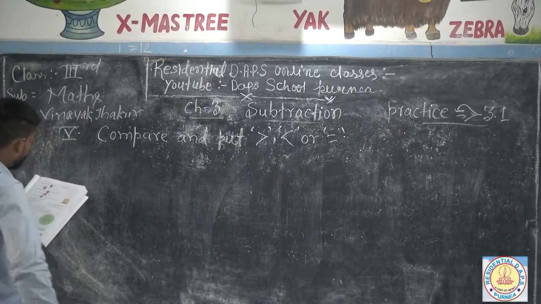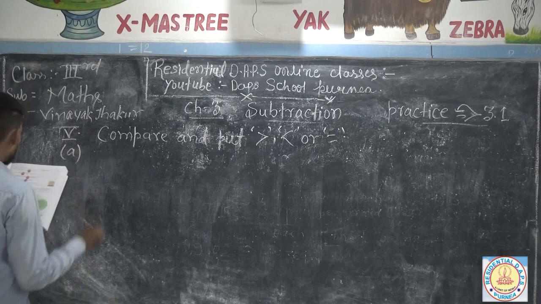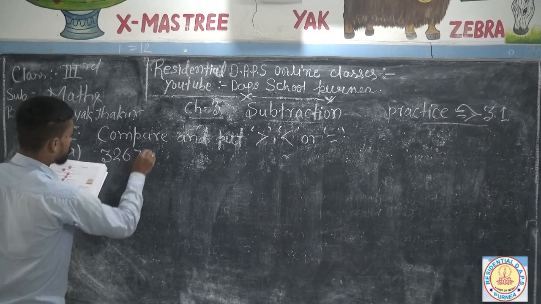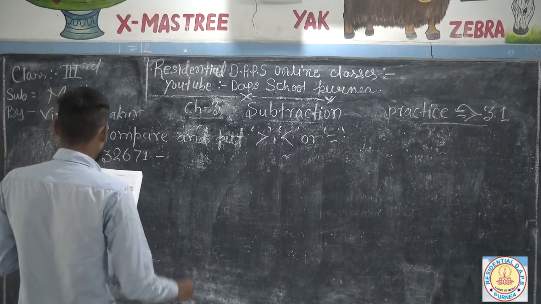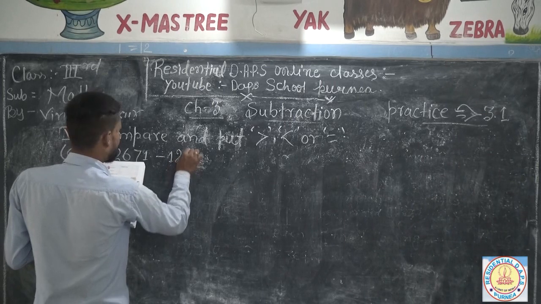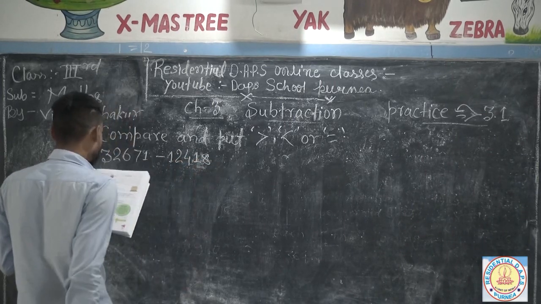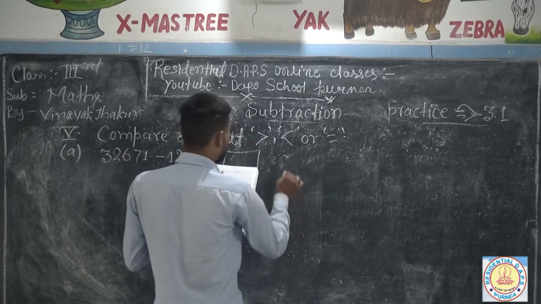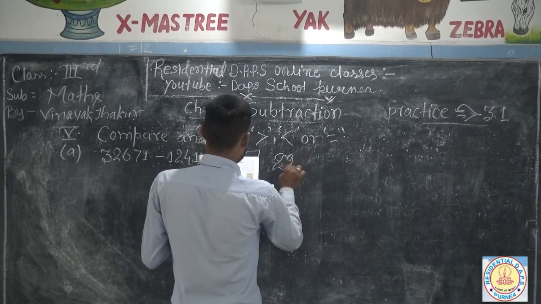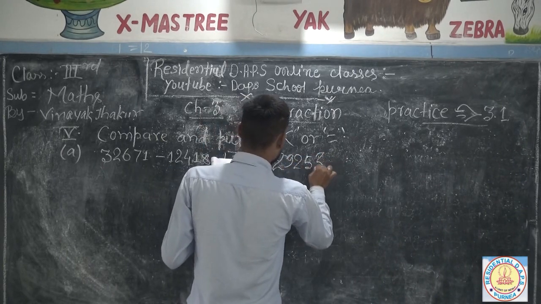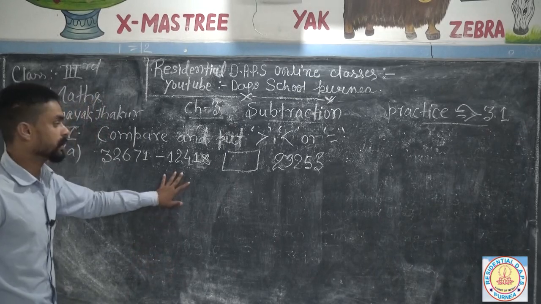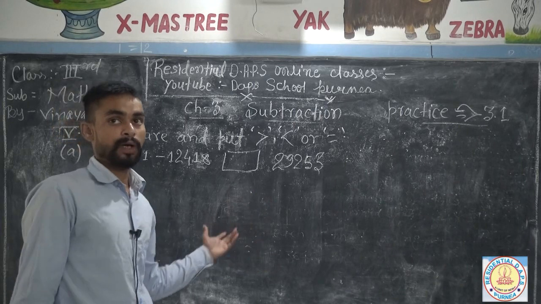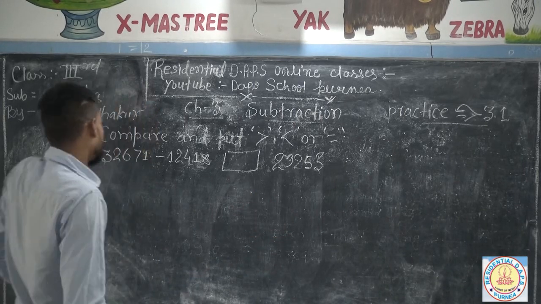So in your question number first, here is 32,671, the given number, and 12,418, the other number, and in between the given box and 8 less 29,253, the other number. So you have to just compare these 2 numbers: are they equal or not, or which number is greater than the other and which number is smaller than the other.